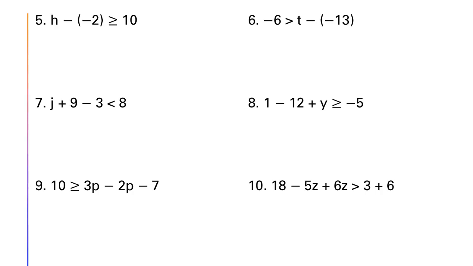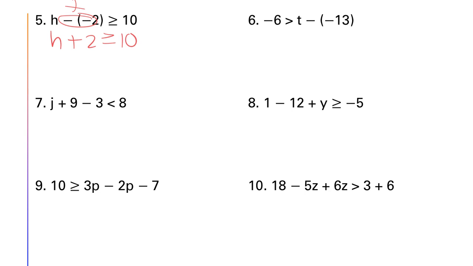In this next slide, if you can see, it got a little bit trickier, right? Now we're seeing more negatives and we're seeing more terms that we have to combine. I like terms. Number 5, what is the first thing I should do there? I see a minus and a negative 2. What do I know when I have a negative and a minus right next to each other? It's going to be positive, right? So it becomes h plus 2 is greater than or equal to 10.